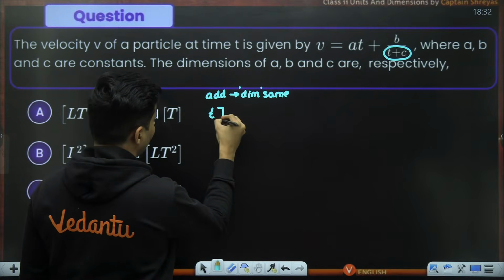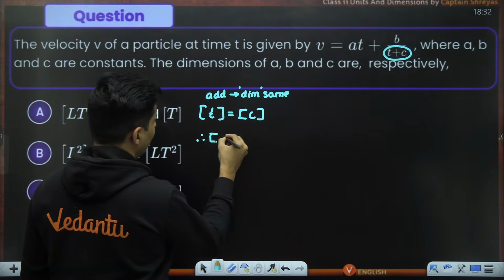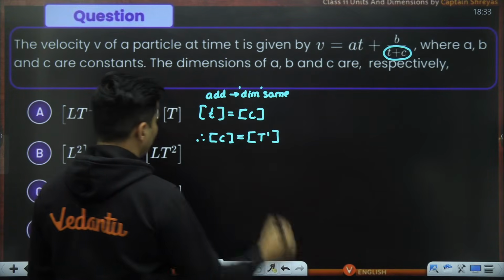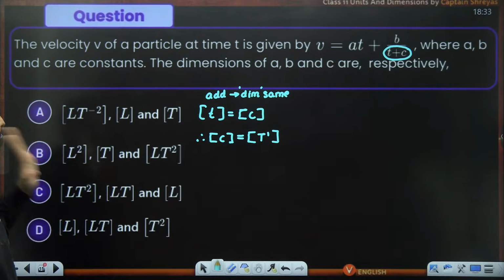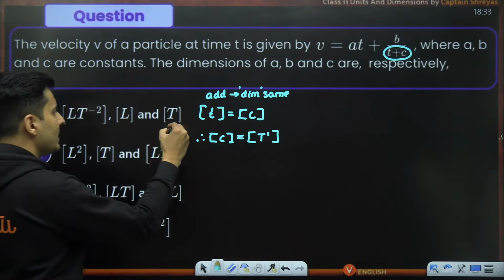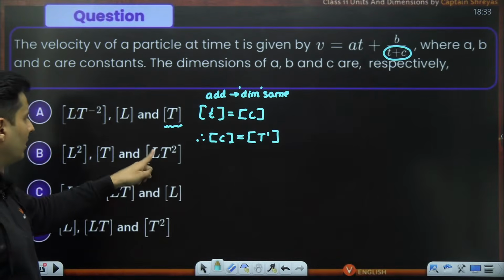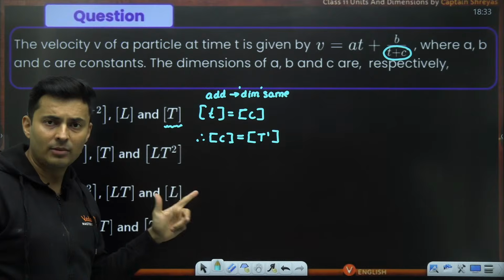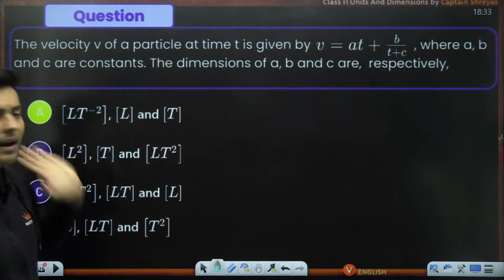So the dimension of T should be the dimension of C. Therefore, the dimension of C is nothing but T raised to 1. So this is the first thing, and I can only see option A, which says that the dimension of C is T. The rest are giving something else. Even if I don't solve it for A and B, without even looking, I should be able to mark option A as the right answer.